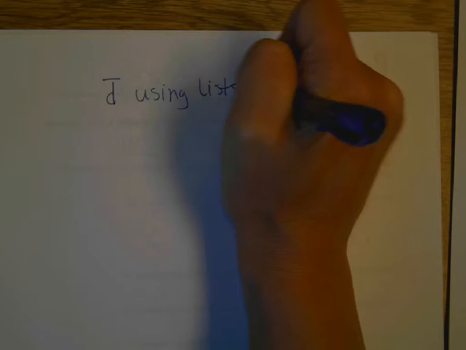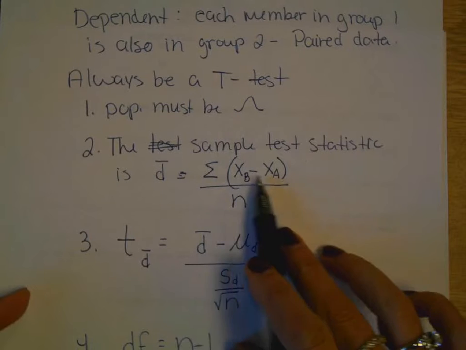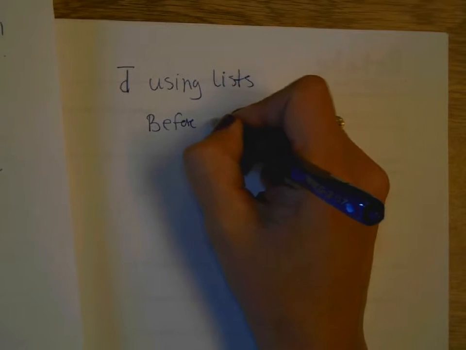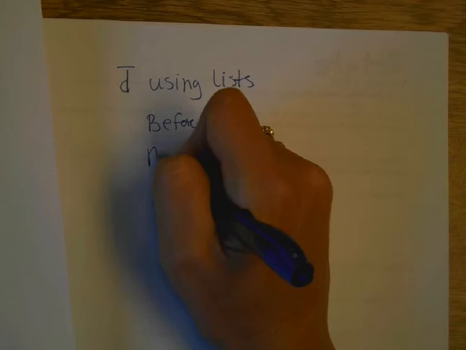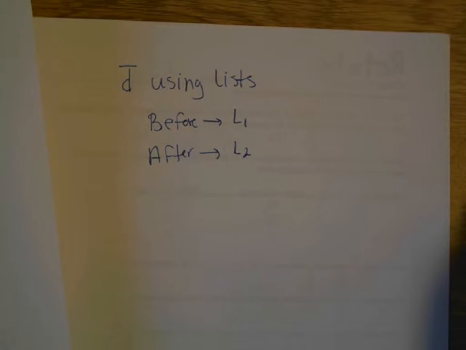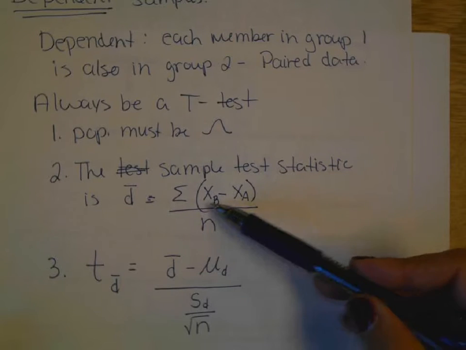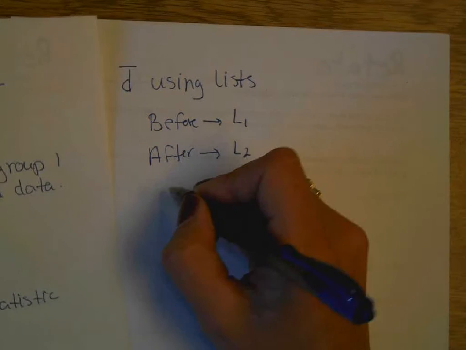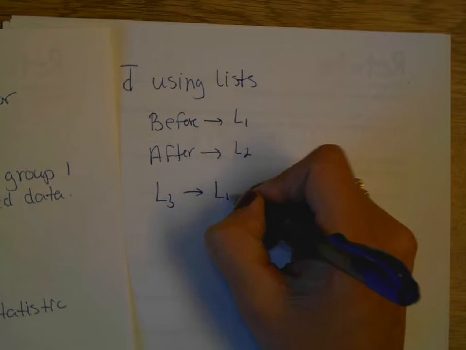So to find D bar using lists, you can see I want their before scores minus their after scores. So we're going to put the befores into list 1. Put the after into list 2. Then if you look at the formula, what's my next step? After I've got the befores in list 1 and the afters in list 2, what am I going to do? List 1 minus list 2 probably over in list 3. So list 3 is going to be list 1 minus list 2. Okay, so I'll have all of the differences.